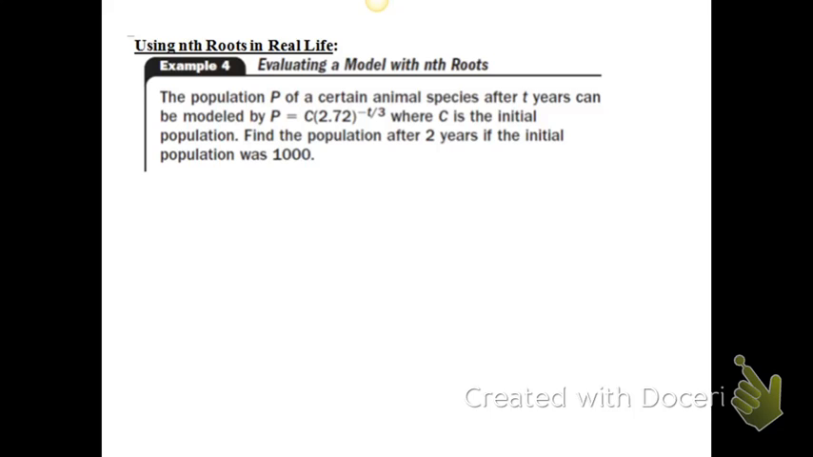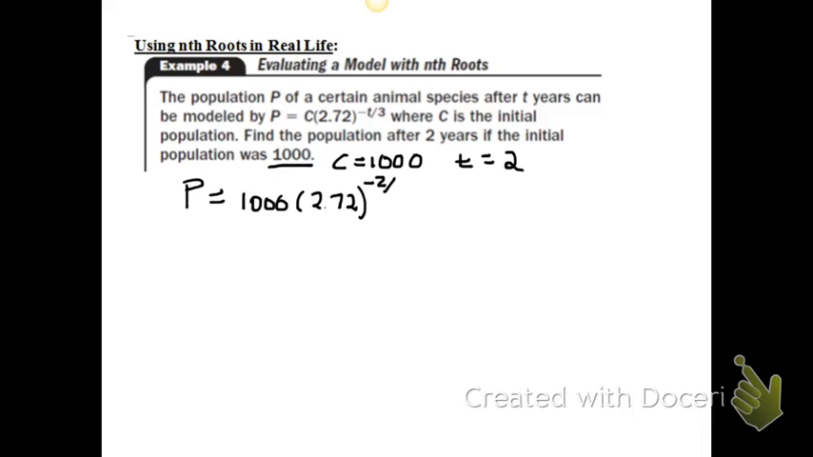So they give us some information that we're going to have to plug into the formula. We want to find P. We do know that our initial population is 1,000, and that is our C value. We also want the population after 2 years, so that tells me my T value. If I substitute those in the formula, I'm going to get 1,000 times 2.72 raised to the power negative 2 over 3. And there you can see we have our third root, and we have that rational exponent.